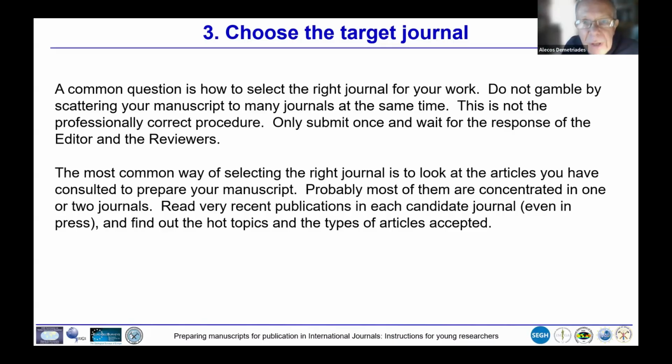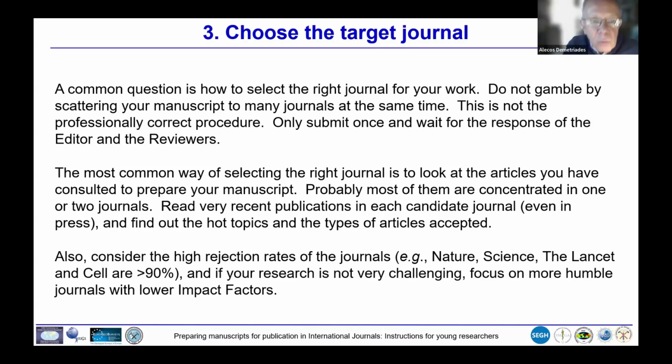The most common way of selecting the right journal is to look at the articles you have consulted to prepare your manuscript. Probably most of them are concentrated in 1 or 2 journals. Read very recent publications in each candidate journal, even in press, and find out the hot topics and the types of articles accepted. Also, consider the high rejection rates of the journals. For example, Nature, Science, The Lancet, and Cell have over 90% rejection. And if your research is not very challenging, focus on more humble journals with lower impact factors.